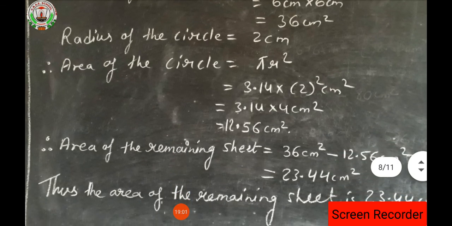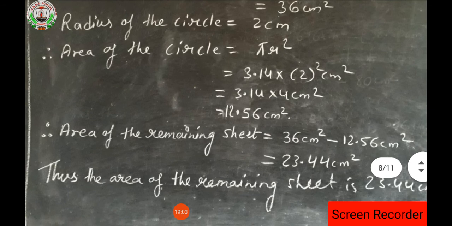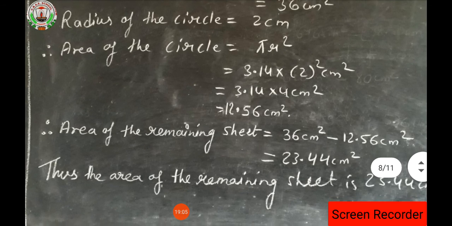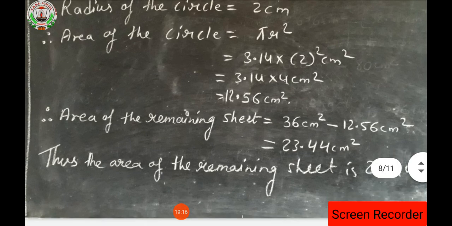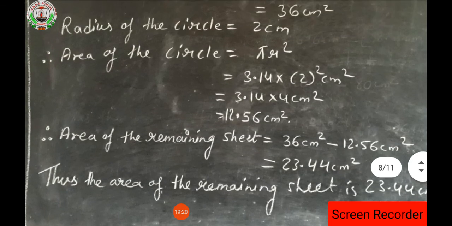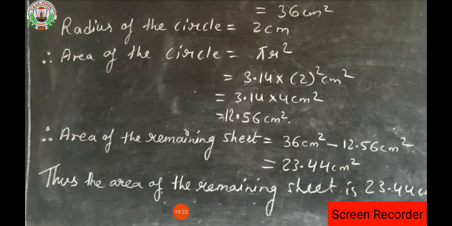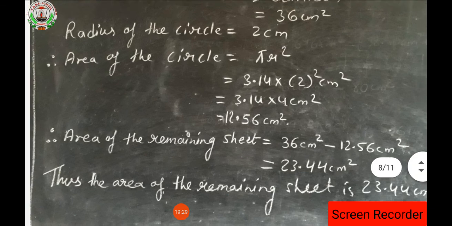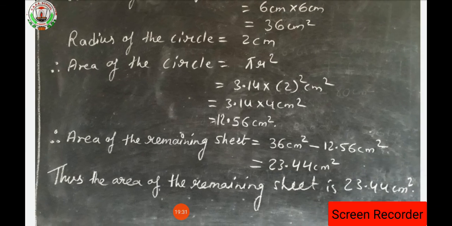Thus, again here we have to find the area of the remaining sheet. Therefore, the area of the remaining sheet is equal to 36 centimeter square minus 12.56 centimeter square, which equals 23.44 centimeter square. Clear? So dear students, in this video we are going to see only up to question number 11. The rest of the questions we are going to see tomorrow. Hope you people understood the questions. So all the best.